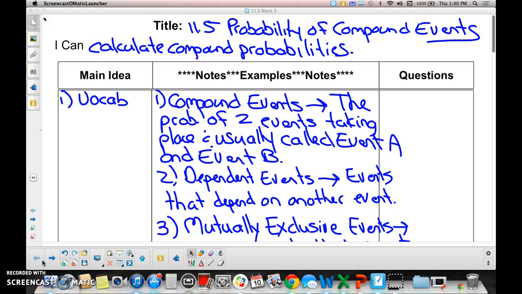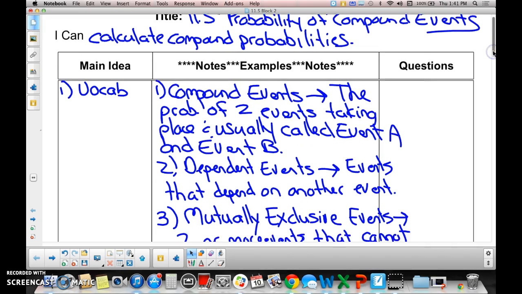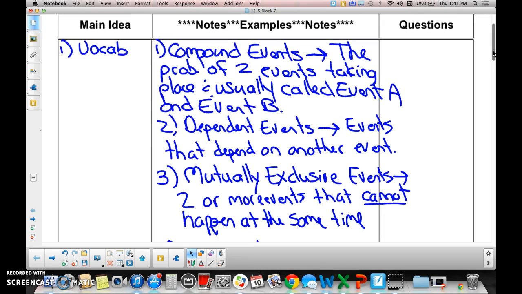And would you all agree that you can now calculate compound probabilities? Yes. Compound events would be two events taking place. We call them event A and event B. Dependent events, events that depend on one another. And then independent events, we had in an earlier lesson, events that really don't depend on each other. They have nothing to do with each other, right?